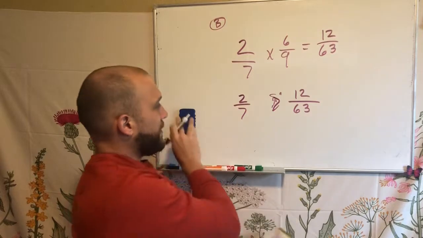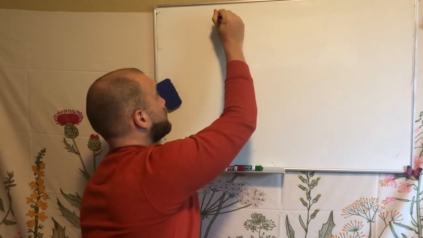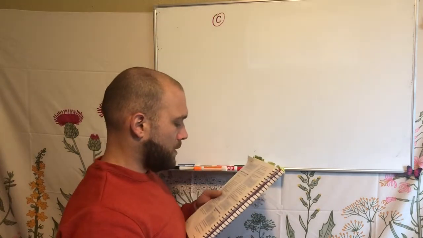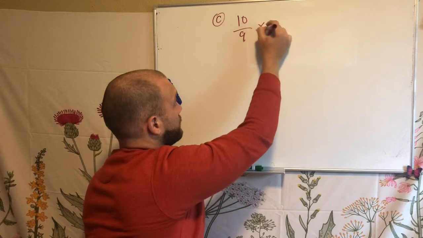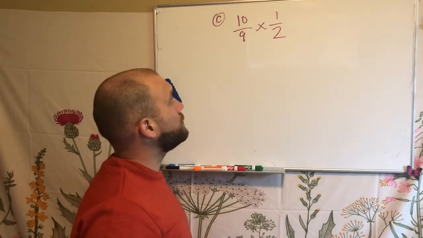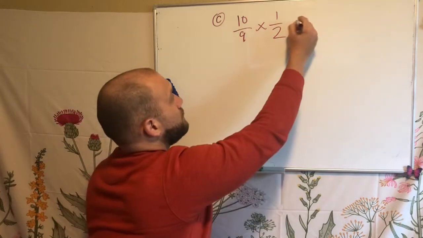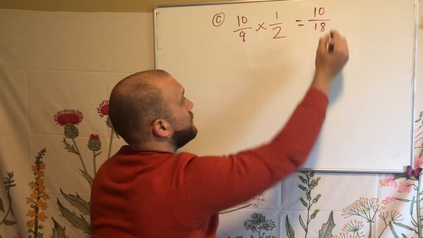Let's do problem C together. Ten ninths times 1/2. So, let's solve this equation. 10 times 1 is 10. 9 times 2 is 18.